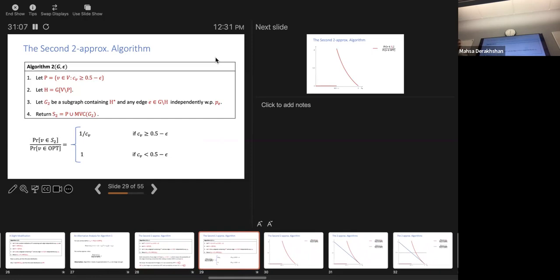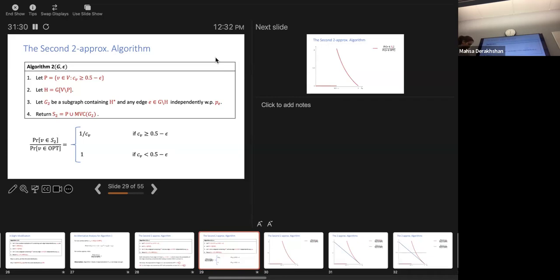But for those that have smaller CV, smaller than half minus epsilon, you're basically choosing nothing, right? Because they will not be in P. The only chance that they have to be in the solution is if they are in the minimum vertex cover of G2, which has the same probability as being in opt, right? Okay, so what does it mean?